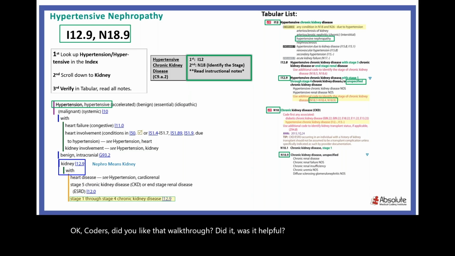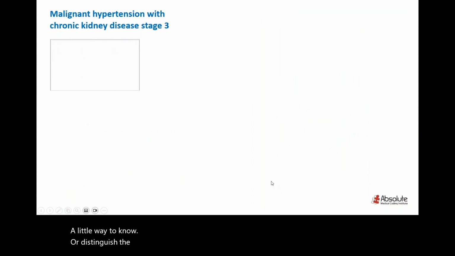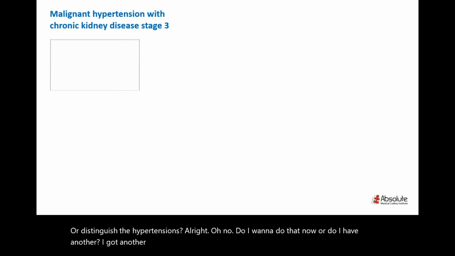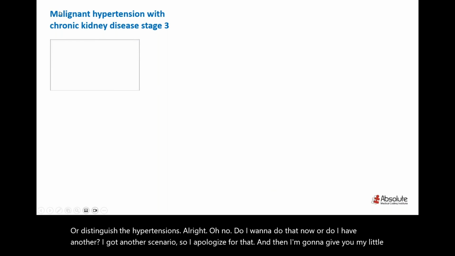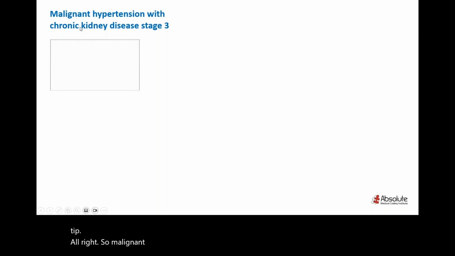Good, good. All right. So I want to give you a little way to distinguish the hypertensions. All right. Oh no, do I want to do that now or do I have another? I got another scenario, so I apologize for that. And then I'm going to give you my little tip. All right. So malignant hypertension with CKD stage 3. All right. So how are we going to look this up?